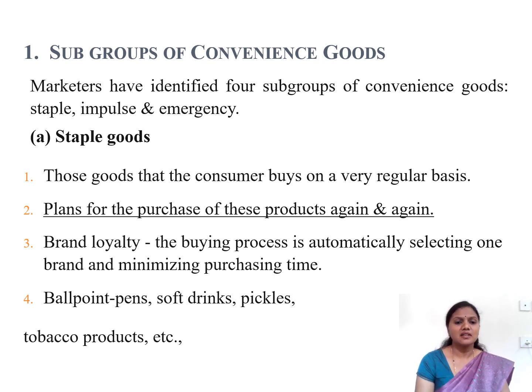For example, a ballpoint pen. He is regularly buying Reynolds. If it is not available, he will buy something else. Soft drinks, pickles, tobacco products, everything. He is in need of the product, so he will buy it.